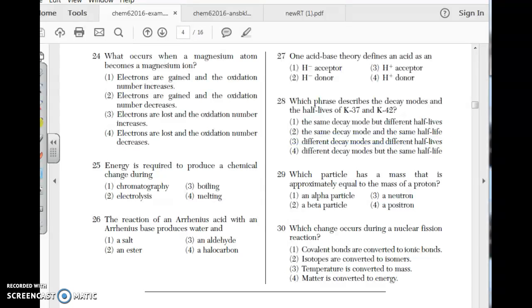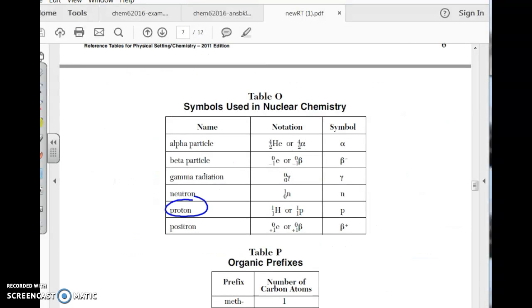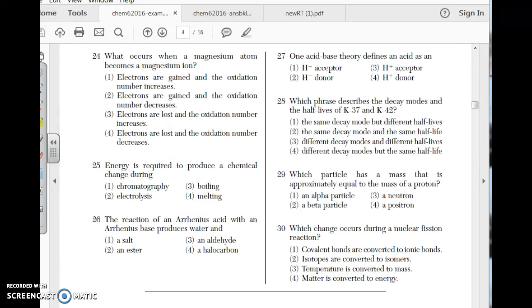Choice number 3. Number 29, which particle has a mass that is approximately equal to the mass of a proton? Well, if you're unsure about this, you can simply go to Table O, and it becomes a very easy question. Let's go. Here's a proton, and we're reminded here that the top number is the mass. So I'm just going to look at these other emissions and see which one also has a top number of 1. The only one that has that is a neutron. So that answers our question. In 29, the answer has to be a neutron.